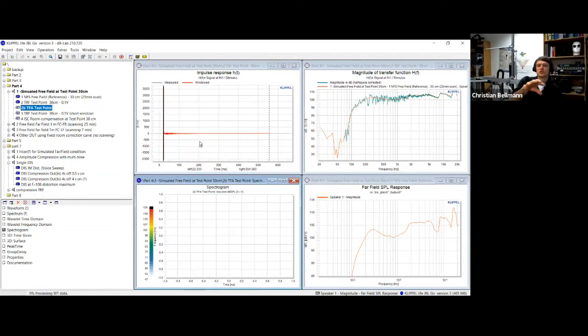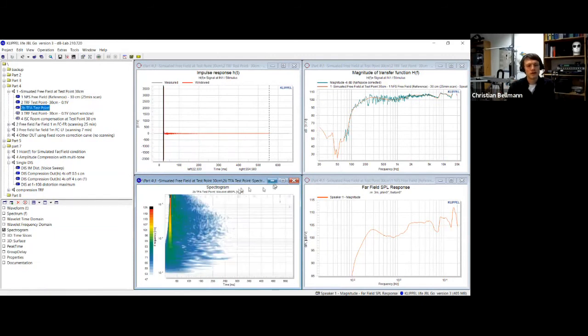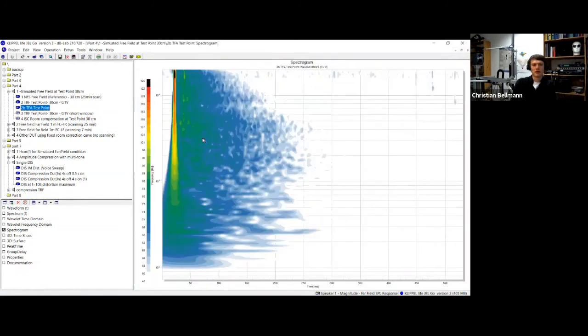So what we are doing with this module, we're now making a wavelet transform of the impulse response. So we should see very easily the room modes and also the reverberation. What this diagram shows is, on the x-axis the time, and on the y-axis the frequency, and the color is the sound pressure, or the energy at a specific point.